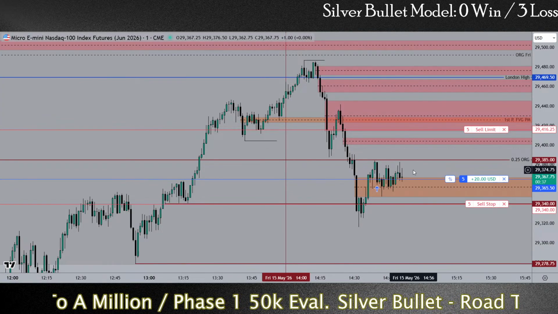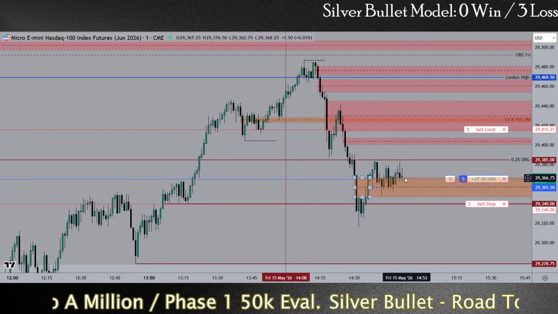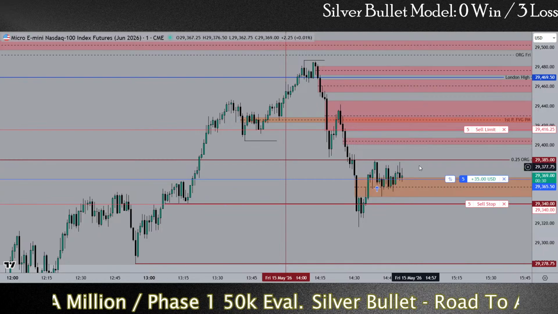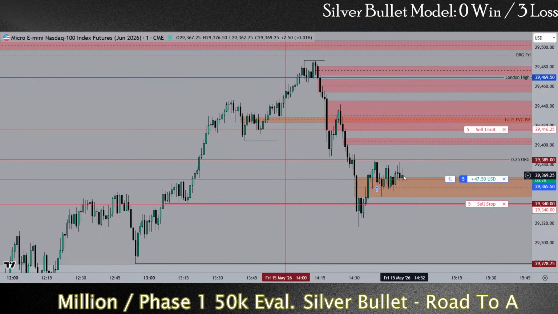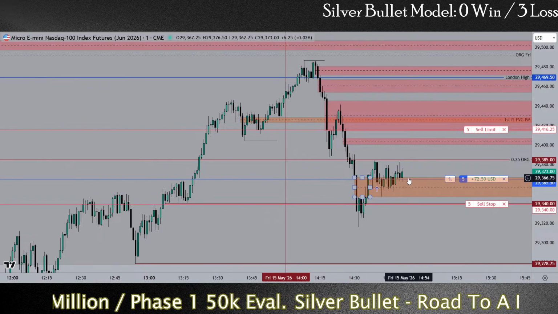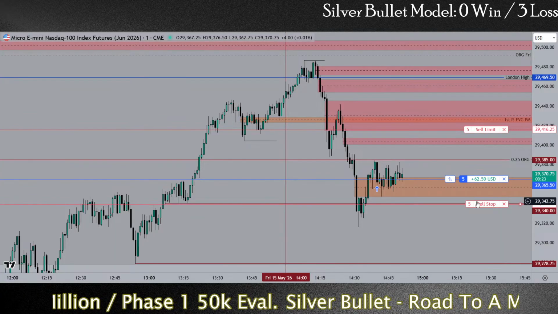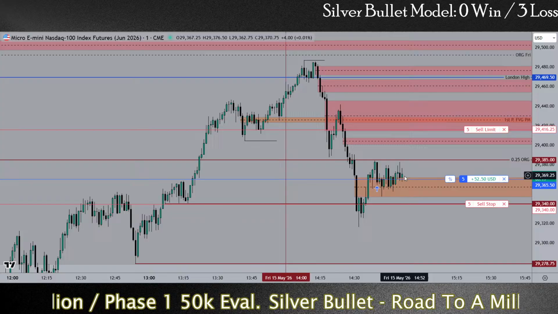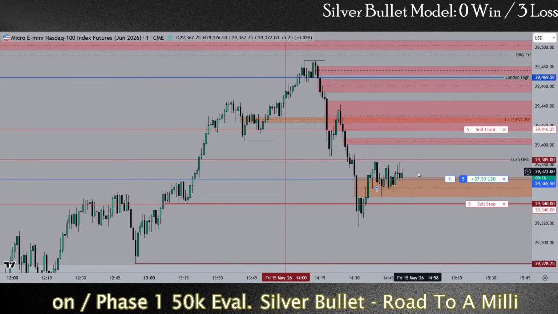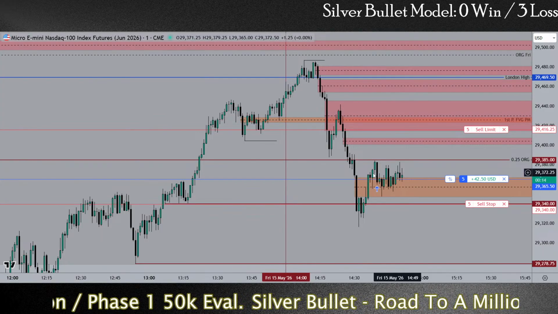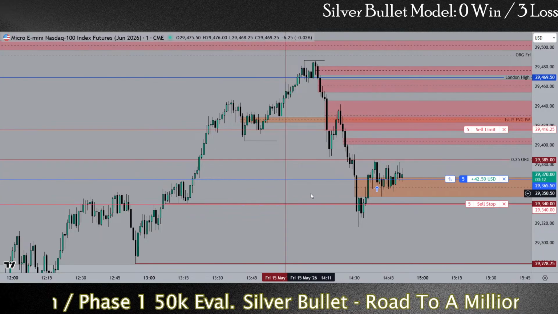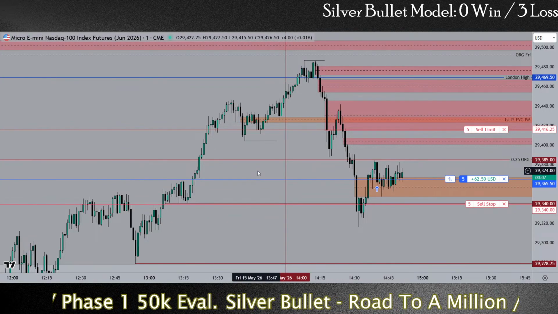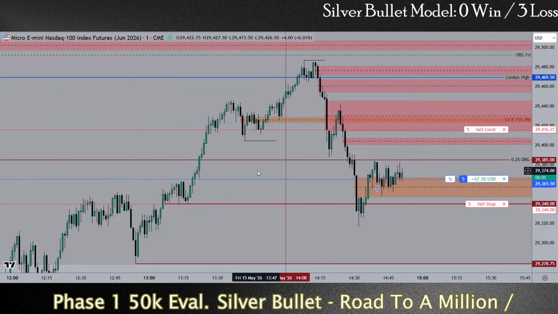It's spending way too much time in here. Way too much time in here. Can it deliver still? Yes, I think so. But the longer we stay like this, the probability of me getting stopped out with this stop loss is also growing. So yeah, the longer it stays like this, it's not good for this particular trade.